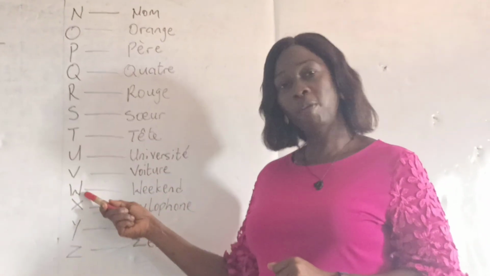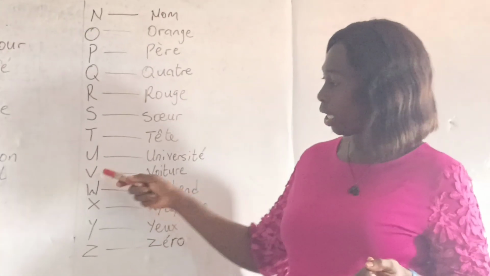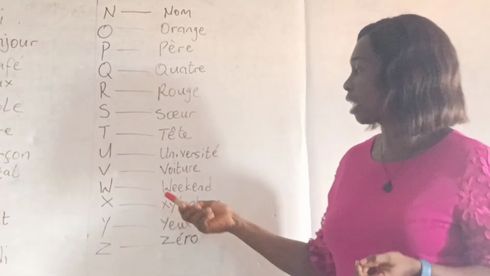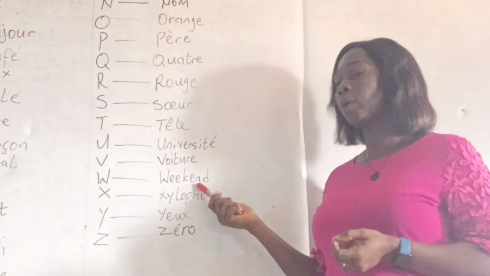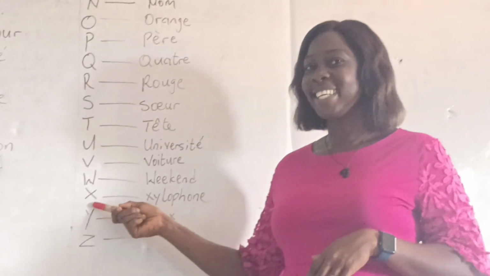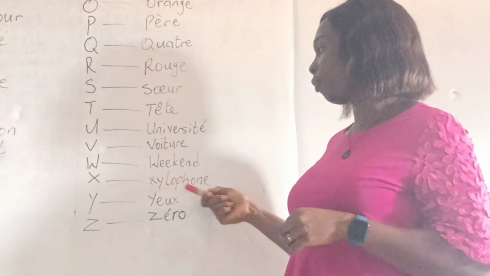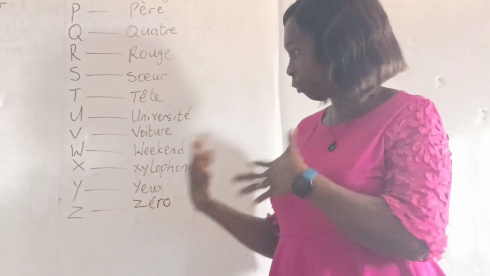We have W. That is V. That is W. V and W. W means what? Stands for what? Weekend, that's weekend. We have X, as in xylophone. Xylophone, as the phone going in English.